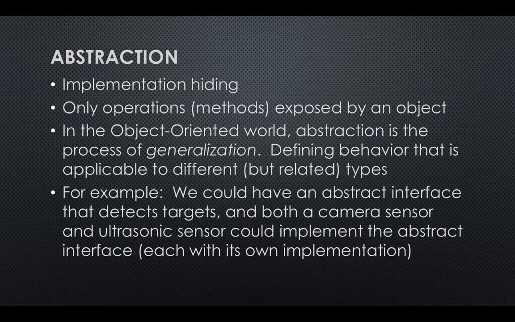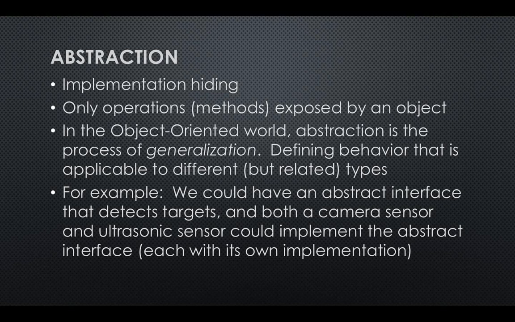In a nutshell, abstraction is implementation hiding. What that means is the only way you can interact with an object is by the operations that have been exposed by that object. In the object-oriented world, abstraction is the process of generalization. Basically, you pull out all of the operations that are more general than the specific class's scope. So it defines behavior that is applicable to a number of different but related types. That sounds confusing, but it's really not.